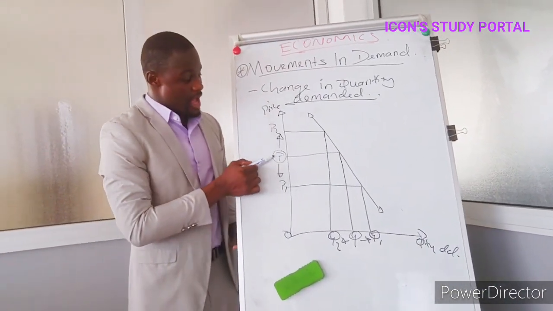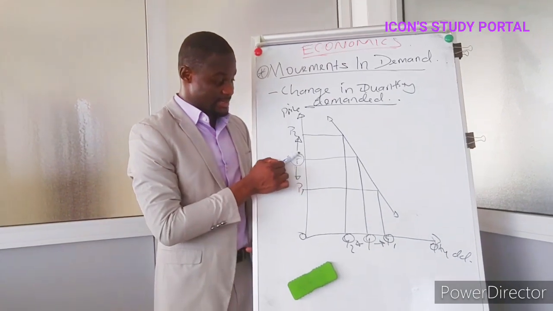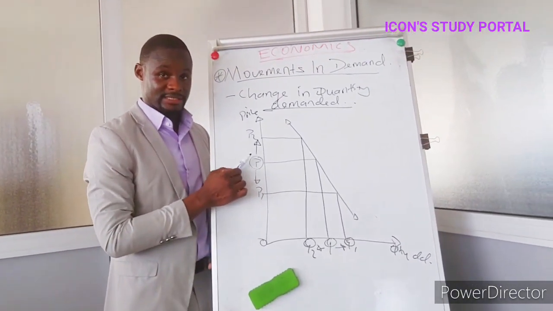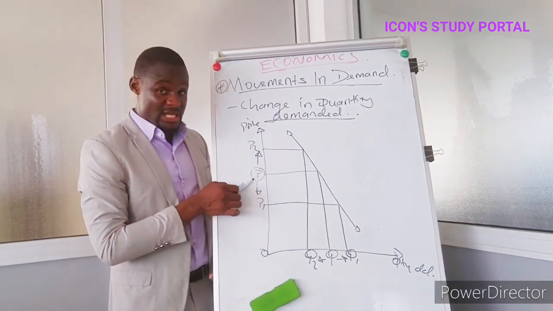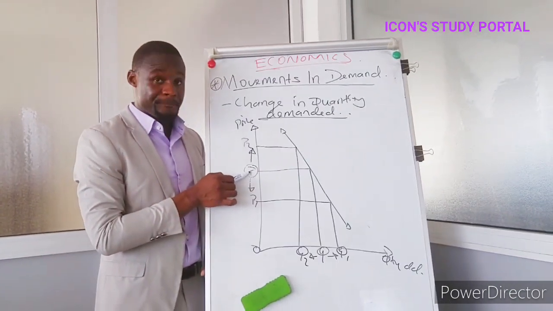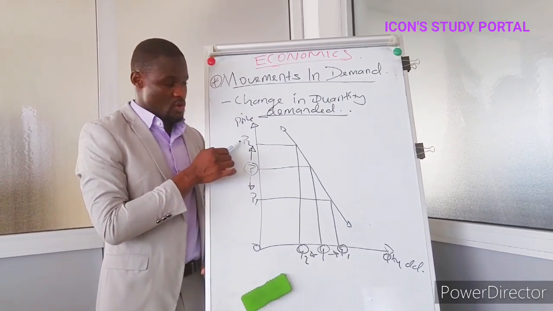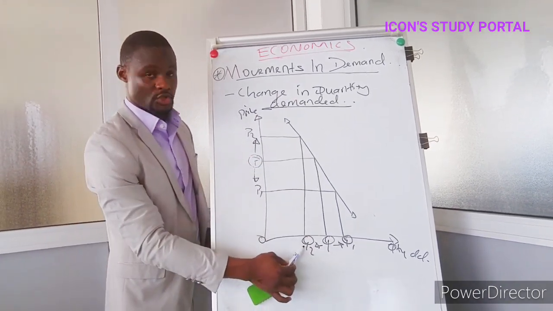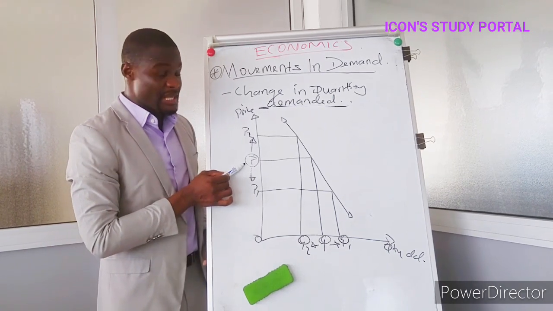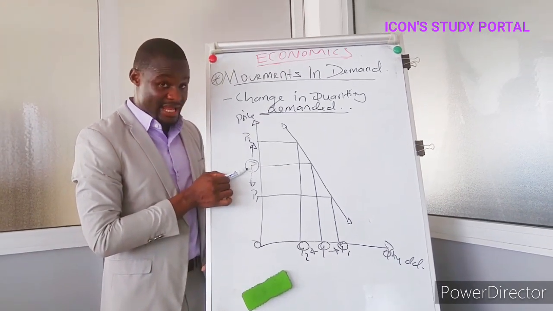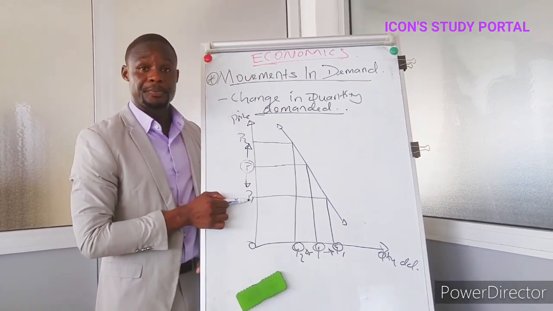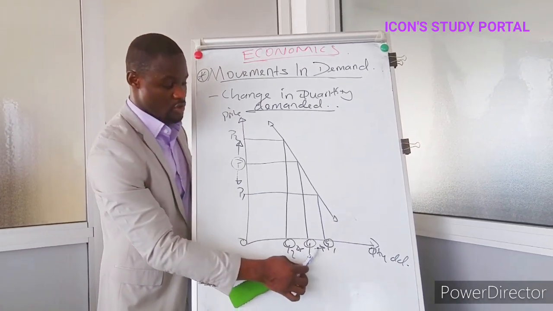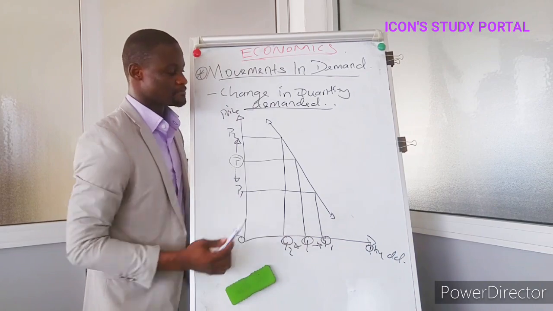Now, here we have P, which is the base, the market price. When price increases from P to P2, there is a fall in quantity demanded from Q to Q2. And when price decreases to P1, there is what? An increase in quantity demanded from Q to Q1.